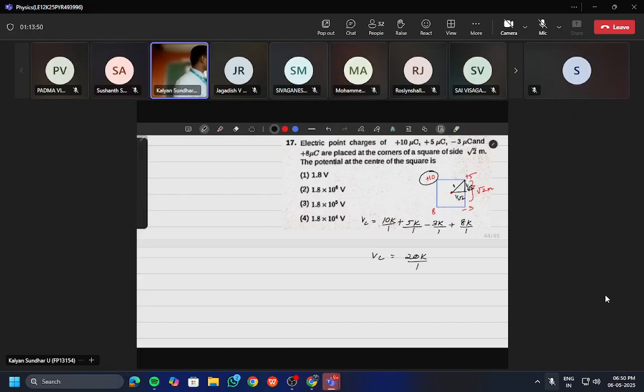And one more thing, all the charges here are in μC. Correct? So it will be 20 into 10 to the power minus 6 coulomb. Right? So which will be equal to 20 into 9 into 10 to the power 9 into 10 to the power minus 6. Correct? So you will get 180 into 10 to the power 3. Right? So I can write this as 1.8 into 10 to the power 5 volt. Option 3 will be the right answer.